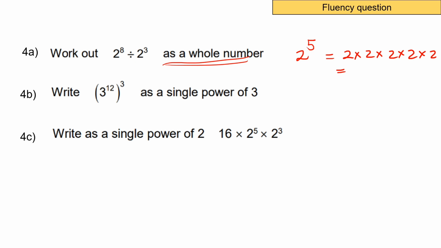And I'm not going to be doing 2, 4, 6, 8, 10. I need to do 2 times 2 is 4. 4 times 2 is 8. 8 times 2 is 16. 16 times 2 is 32 as my answer.